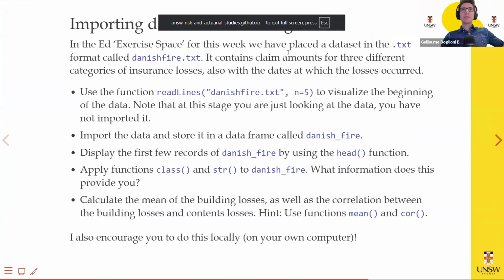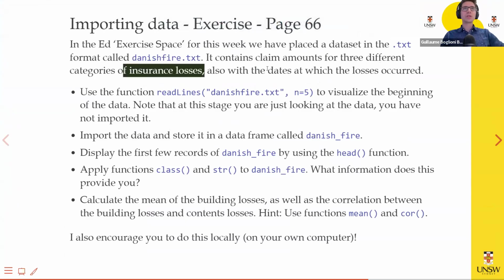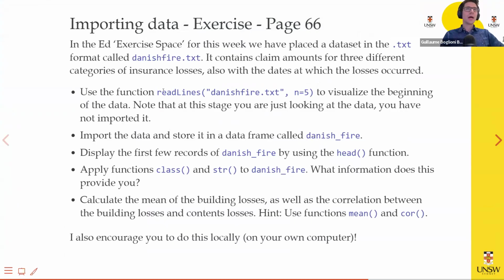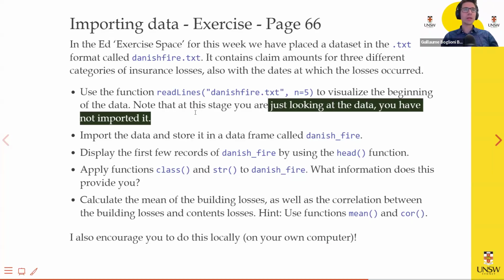So this file contains claim amounts for 3 different categories of insurance losses, and also the dates at which the losses occurred. Now, a function I haven't presented, so it's given here, is readLines. Careful, it reads the data and shows it to you in R, but it does not import it. This is just to visualize the data. And once you've visualized it, then you can use the fact you've seen the data to choose the arguments of your function read table. So at this stage, you're just looking at the data. You have not imported it.